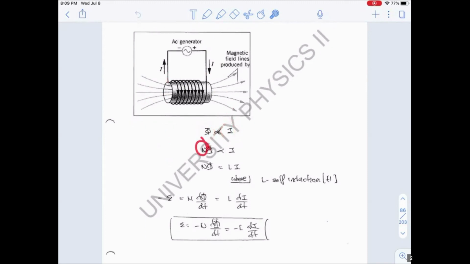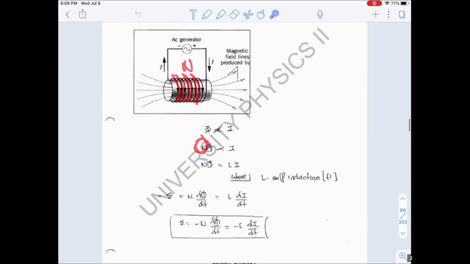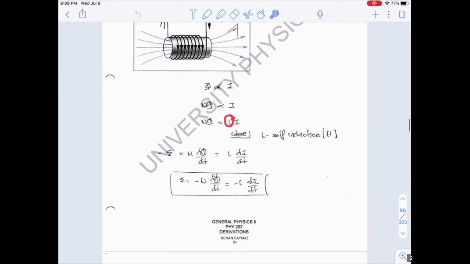And then you can magnify the effects of the flux by increasing the number of turns. So that's what we're dealing with. Once again, the proportionality, using a proportionality constant, can be turned into an equation. All right, so this becomes self-induction.